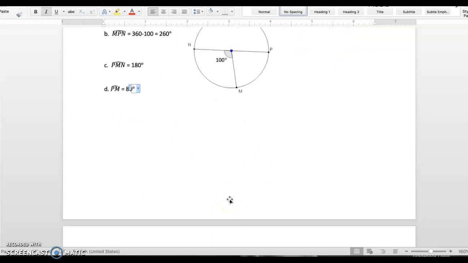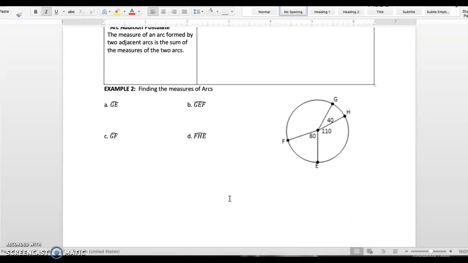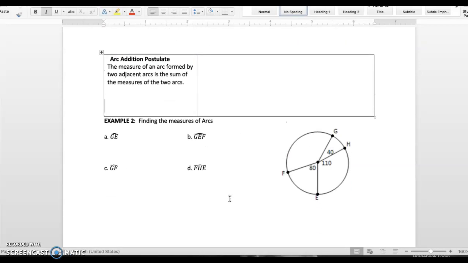Now, the last bit of information is how we can use more than one arc or central angle to find other arcs. And they call it the arc addition postulate. I'm just going to focus on how to just add things together instead of using the rule. So it's in this circle.